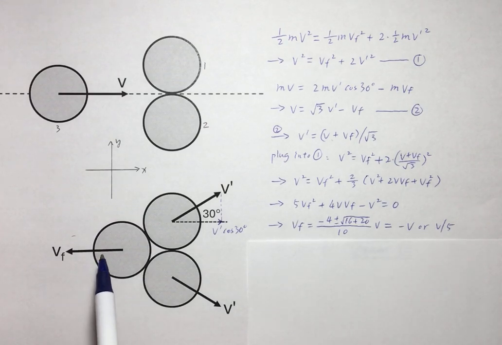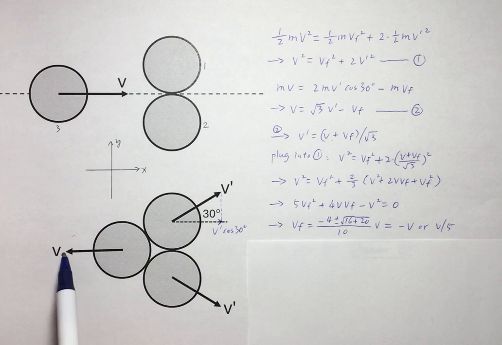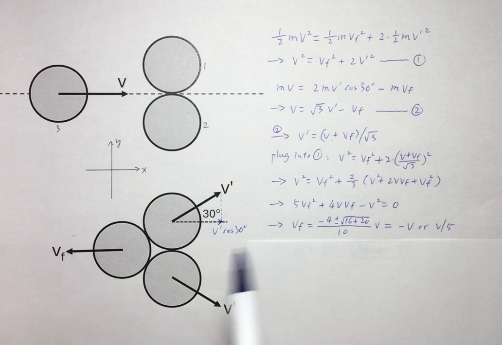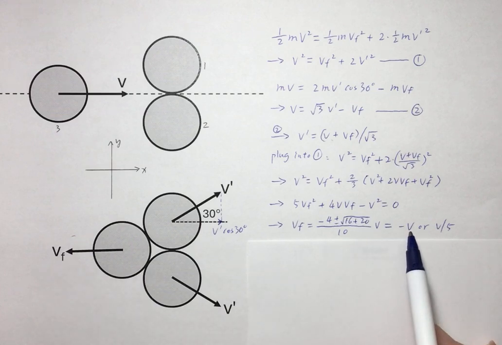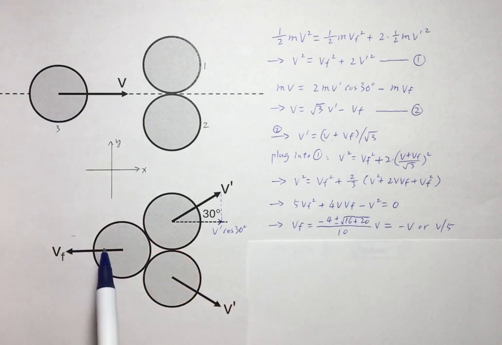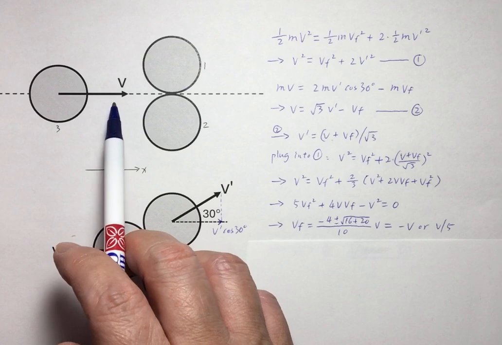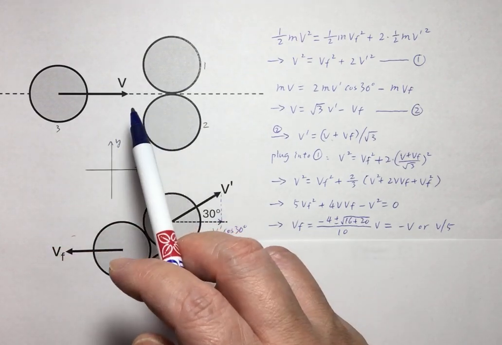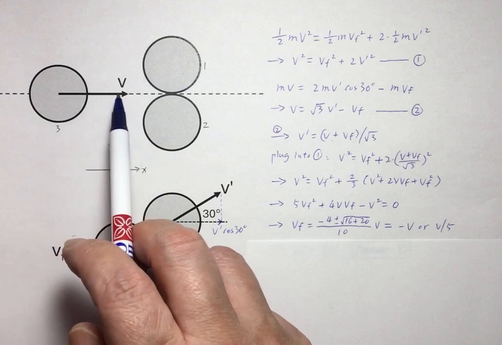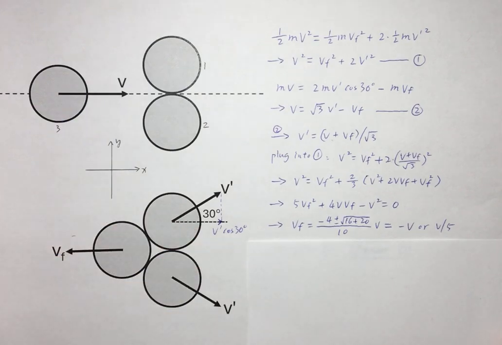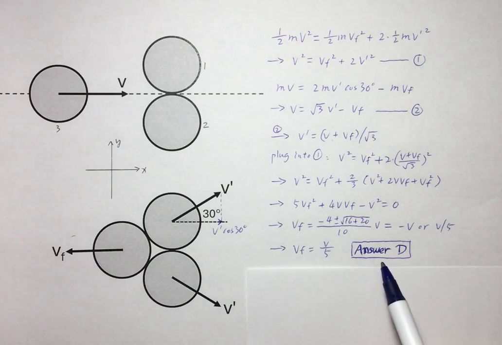Because we already defined the direction for vf, if it's positive, then it goes to the left direction. So v over 5 is vf. If vf equals minus v, that means it goes along the plus x direction, which is the incoming situation for disk 3. So the right answer should be v over 5. The vf should be v over 5. So this is answer D.